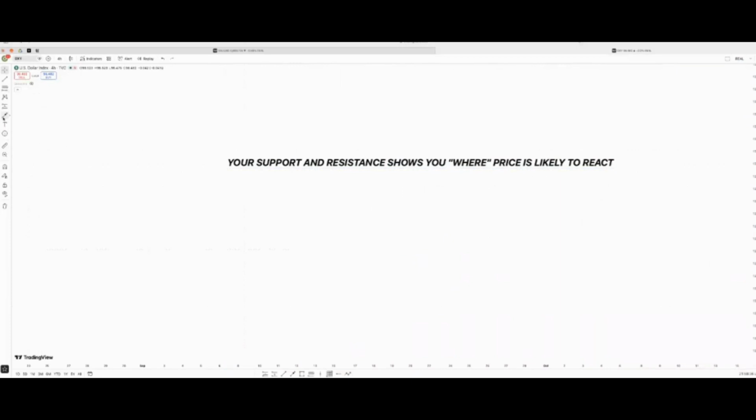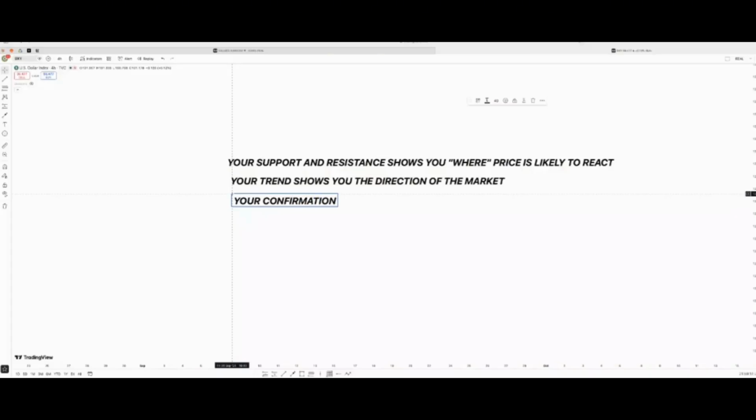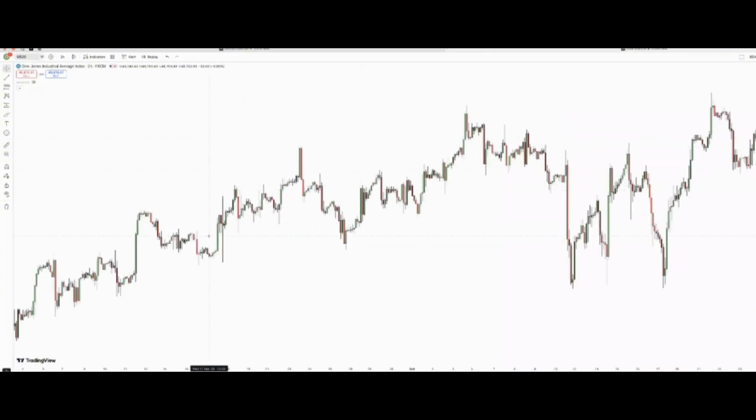Now, your trend shows you the direction of the market. That's why you need to know all this in order to trade your support or resistance. And your confirmation helps you filter the entries. That's why I said wait. You wait for confirmation at your support or resistance. It helps you filter bad entries. Now, let's dive into the chart and spot out our support and resistance zones.